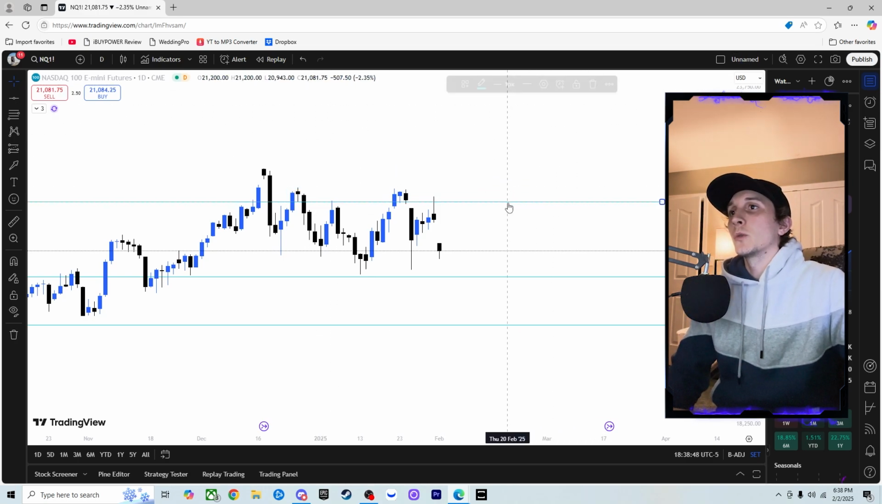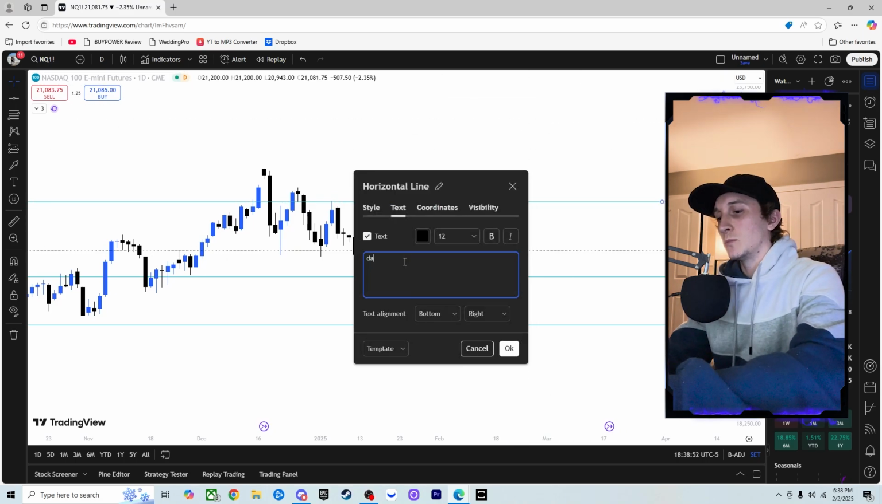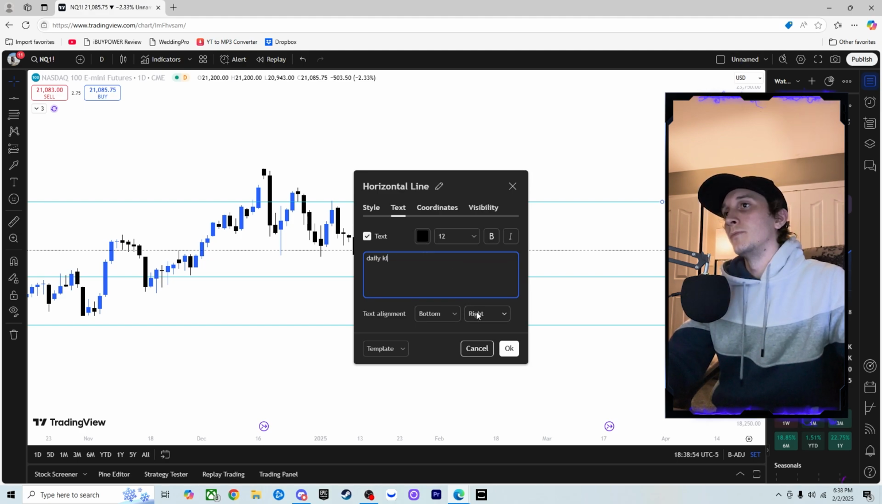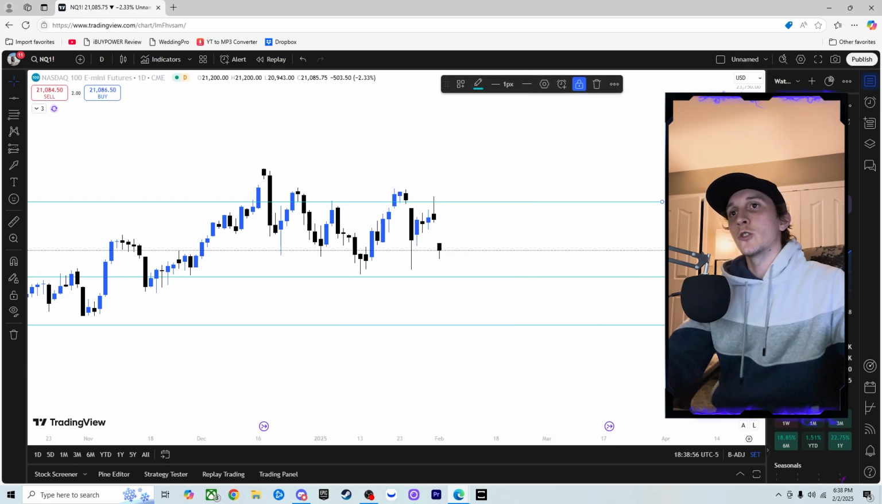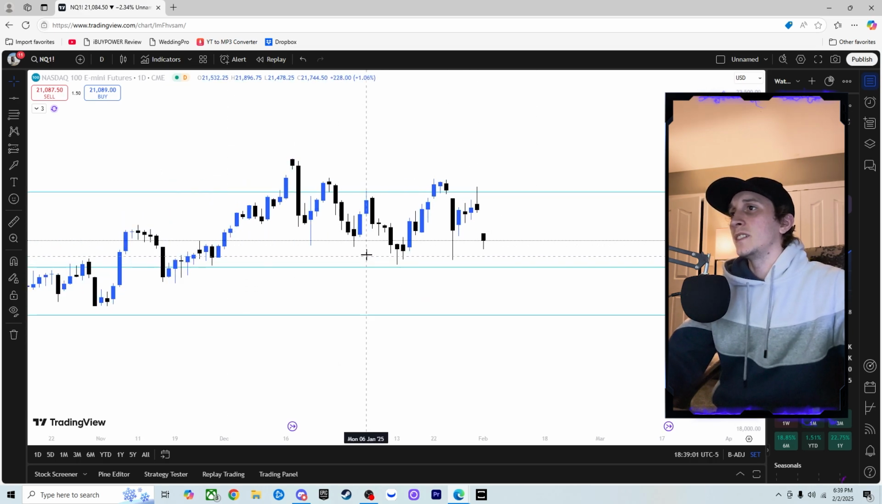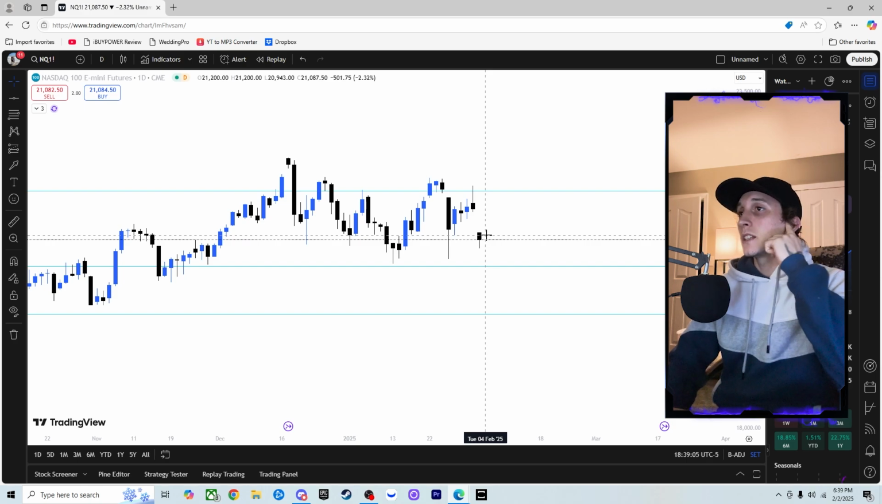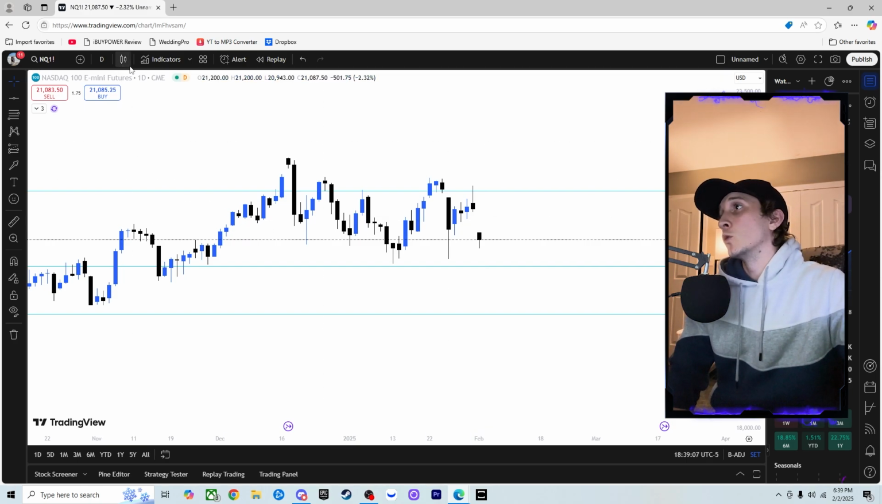But anyways, we're going to label this one. We're going to lock this one in right here. And again, we're going to label it daily key level, off to the right, so it shows up over here. Now we've got our upside key level, as well as our downside key level. Okay, so we have these larger time frame key levels that we can now pinpoint for daily spots.